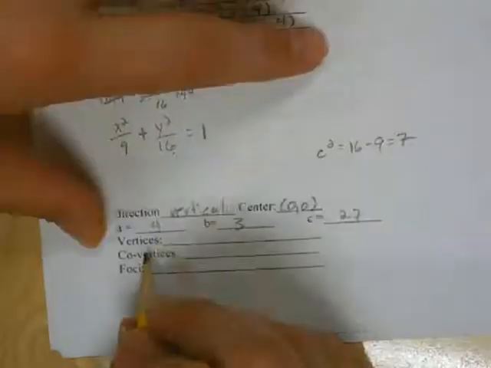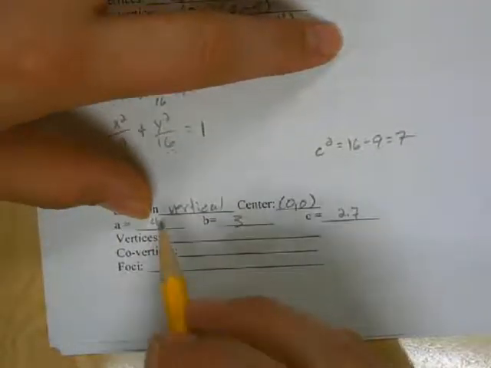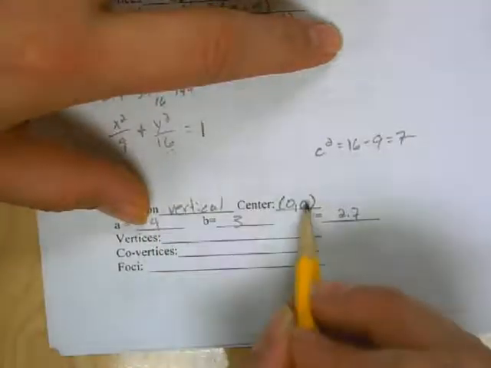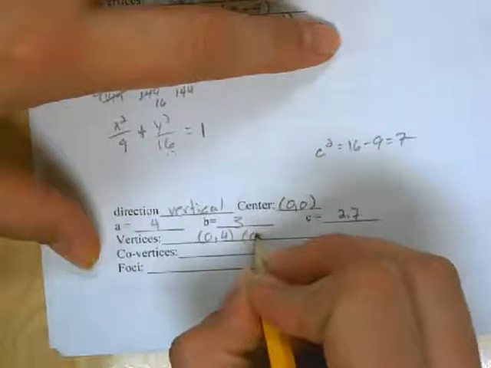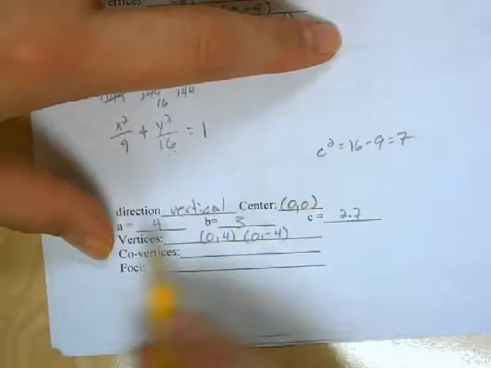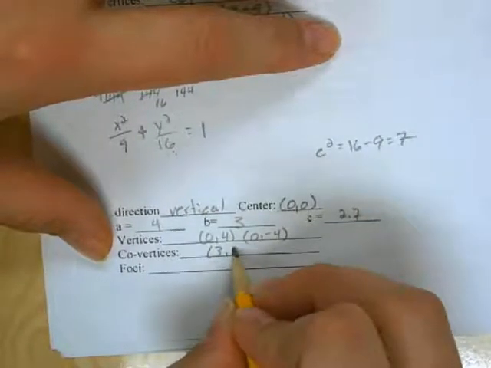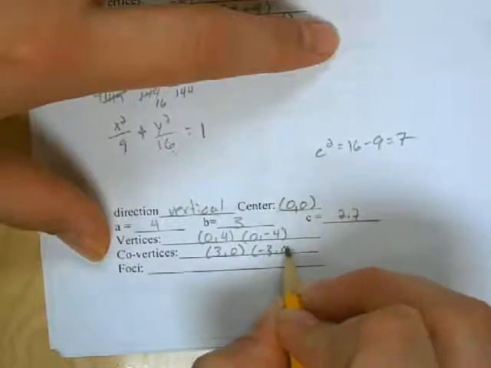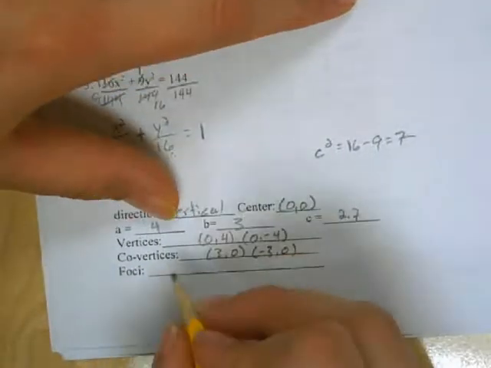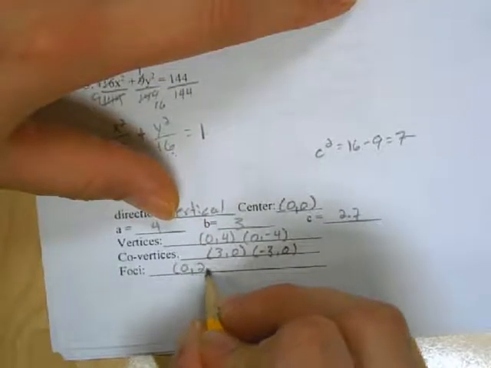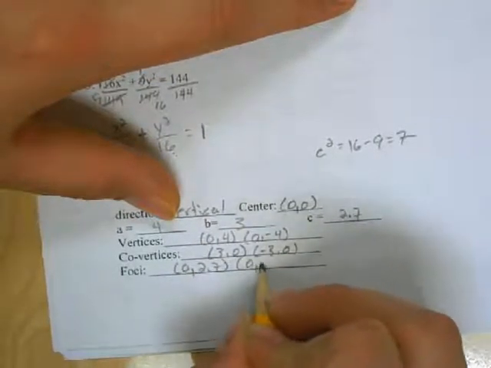So vertices, this thing is vertical, so we will add and subtract to the y value. So we get 0, 4, and 0, -4. Co-vertices are going to go horizontally, so we'll get 3, 0, -3, 0. And the foci are going to go vertically as well, so you'll get 0, 2.7, and 0, -2.7.